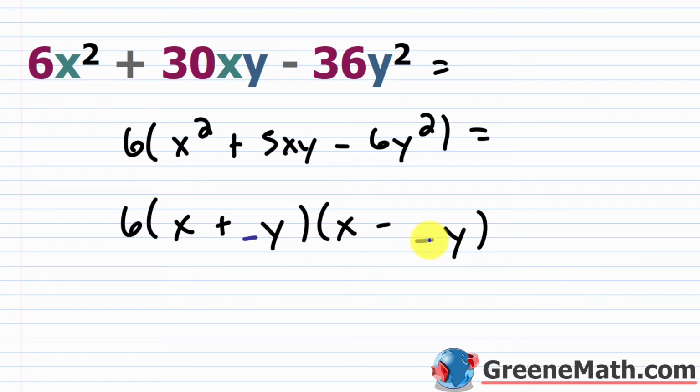You have 1 and 6. Can you make that work? Yes, right? Because if I put plus 6 here, and then I put minus 1 here, that works. Because again, 6 minus 1 is going to give you 5. 6 times negative 1 will give you negative 6. So basically, we're good to go. And we have our answer of 6 times the quantity x plus 6y times the quantity x minus y.